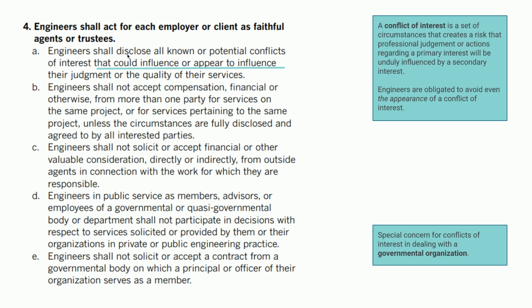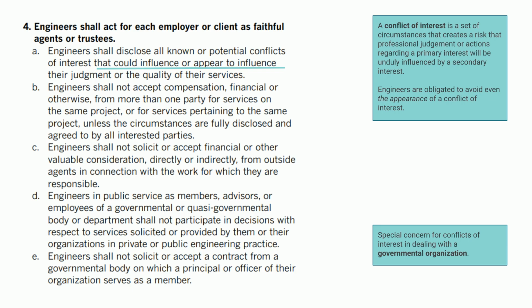4A says engineers shall disclose all known or potential conflicts of interest that could influence or appear to influence the judgment of the quality of their services. And this again points to this heightened obligation on engineers, not just that you have to do what's right, but that you have to go above and beyond simply doing what's right and also make it appear that you're doing what's right. Sometimes this is a little bit difficult.